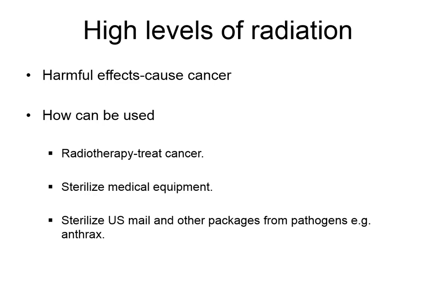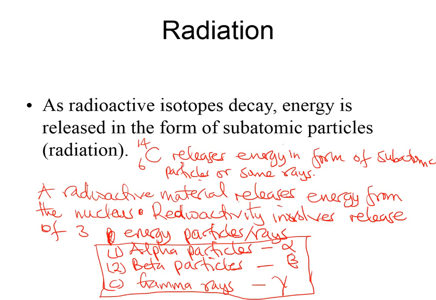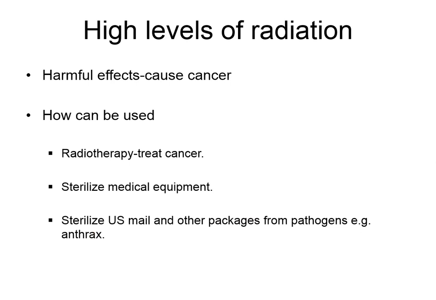Then we have high level of radiation. So we are talking about two levels of radiation: high level and low level. That is not two types, two levels of radiation. If we talk about types, we have three types of radiation, as we saw here: alpha radiation, beta radiation, and gamma radiation. But if we talk about the levels, we have two levels of radiation: low level and high level.